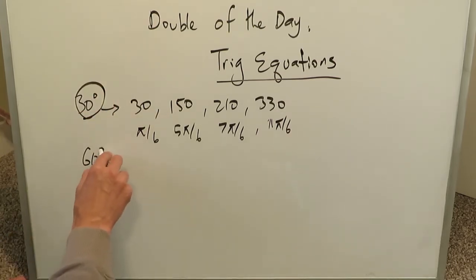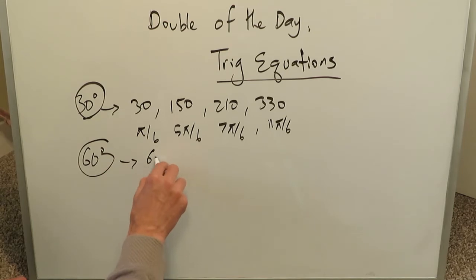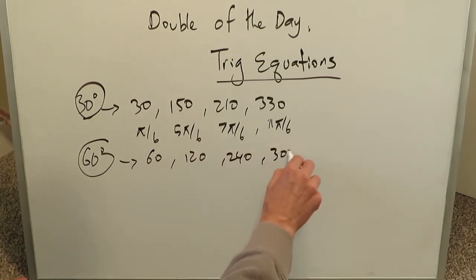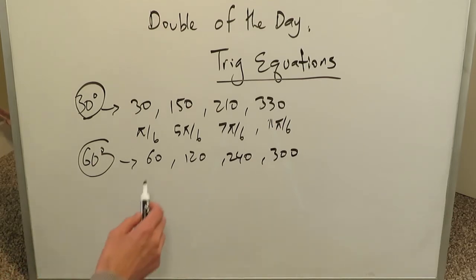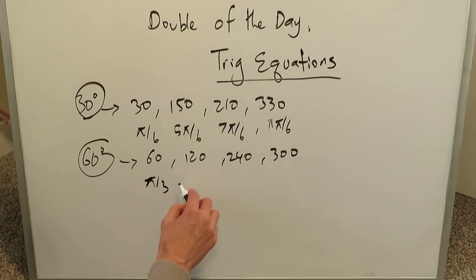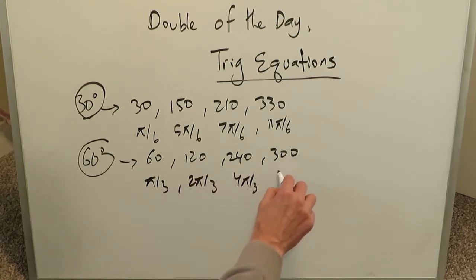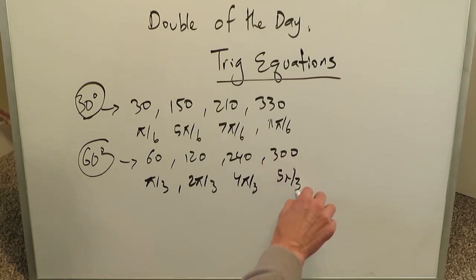Then you need to know the 60-degree angles, and they happen to be 60, 120, 240 and 300. Of course, everything with regards to reference horizontals. 60 will be pi over 3. These are your pi over 3 angles: pi over 3, 2 pi over 3, 4 pi over 3 and 5 pi over 3.